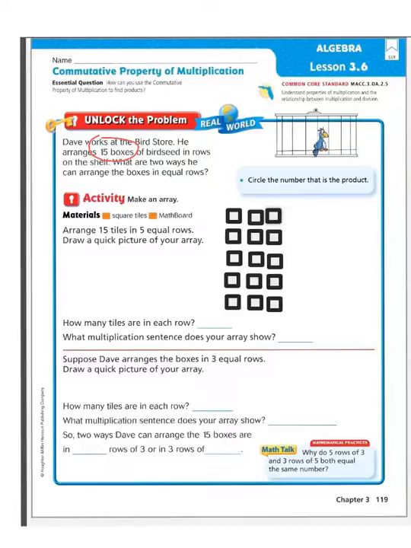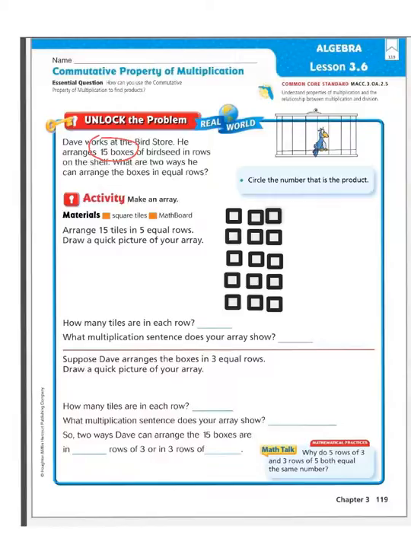So over here, I drew an array for you. And it has 15 total tiles, 1, 2, 3, 4, 5, 6, 7, 8, 9, 10, 11, 12, 13, 14, 15. And it tells me that I needed 5 equal rows. So 1, 2, 3, 4, 5. So now I know that there are 3 in each row. So let's go ahead and mark that.